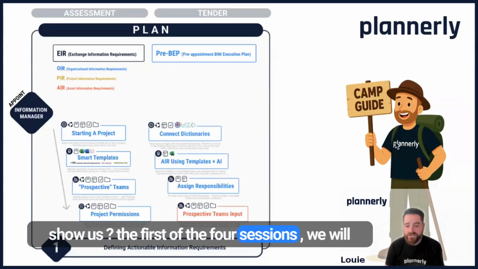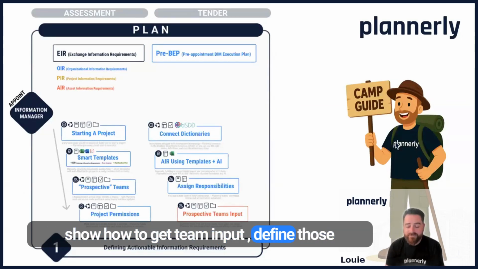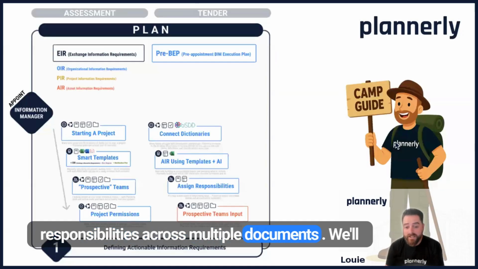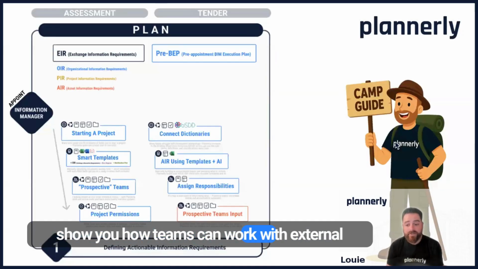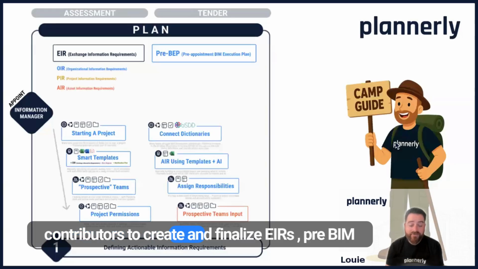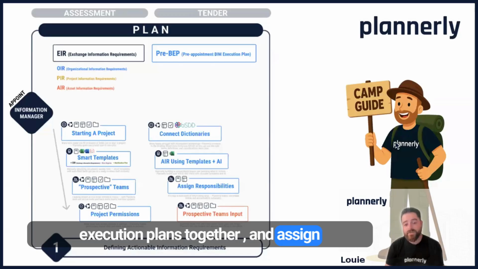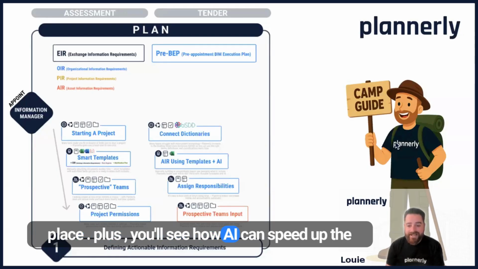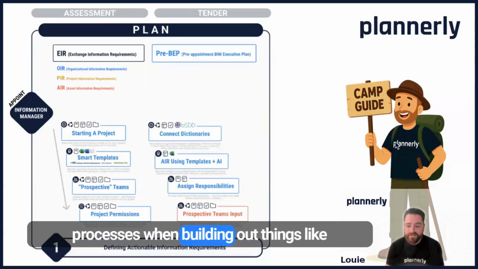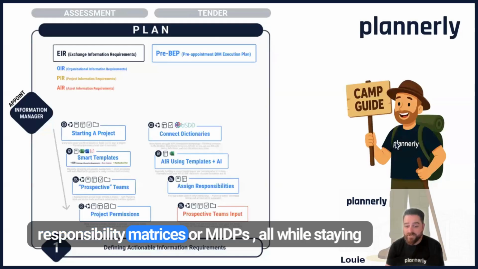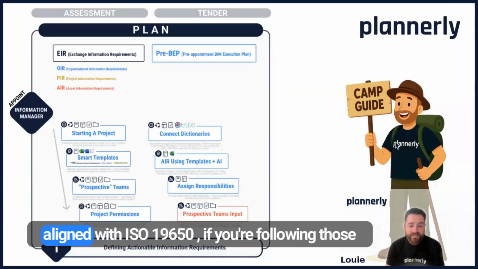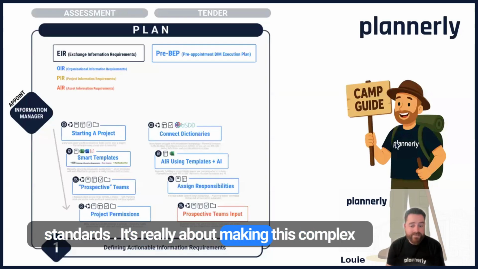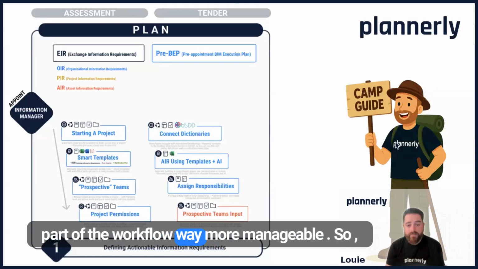For the first of the 4 sessions, we will show how to get team input, define those responsibilities across multiple documents. We'll show you how teams can work with external contributors to create and finalize EIRs, pre-BIM execution plans together, and assign responsibilities with live approvals all in one place. Plus, you'll see how AI can speed up the processes when building out things like responsibility matrices or MIDPs, all while staying aligned with ISO 19650 if you're following those standards. It's really about making this complex part of the workflow way more manageable.